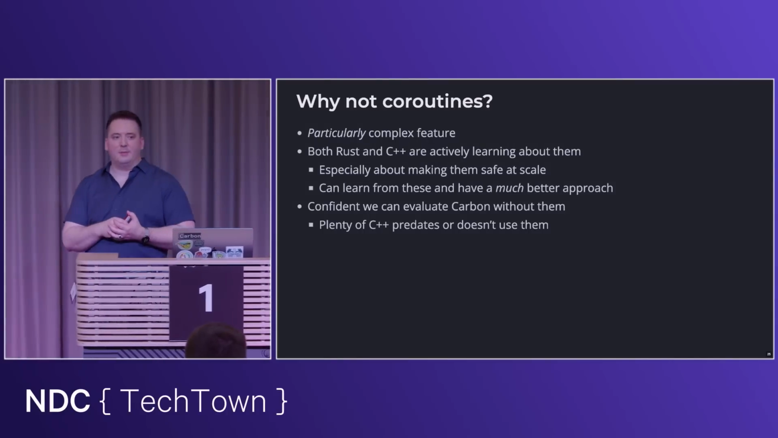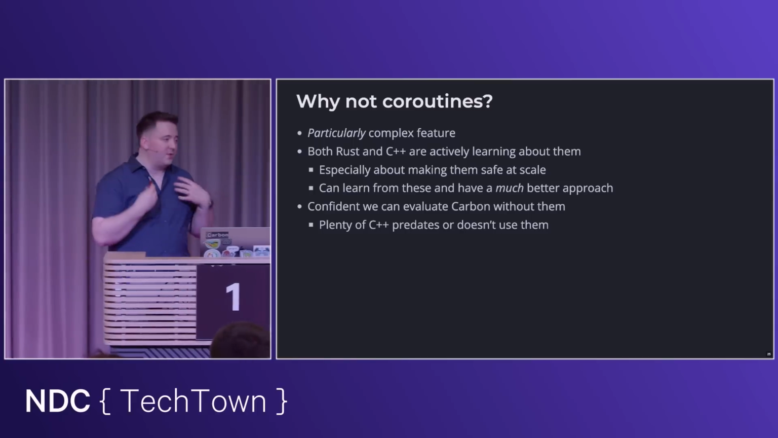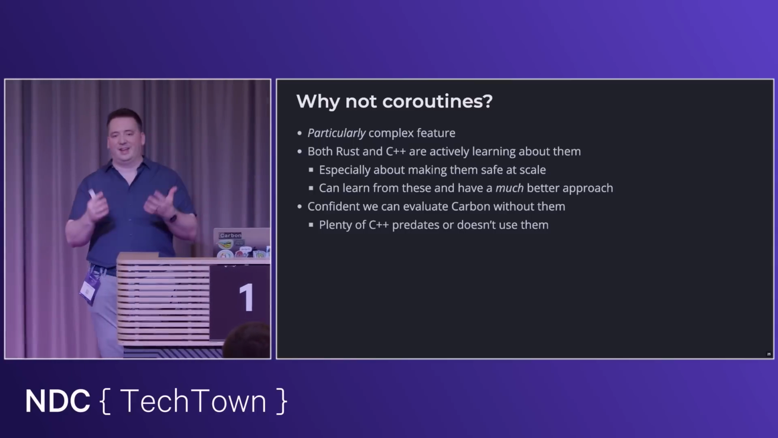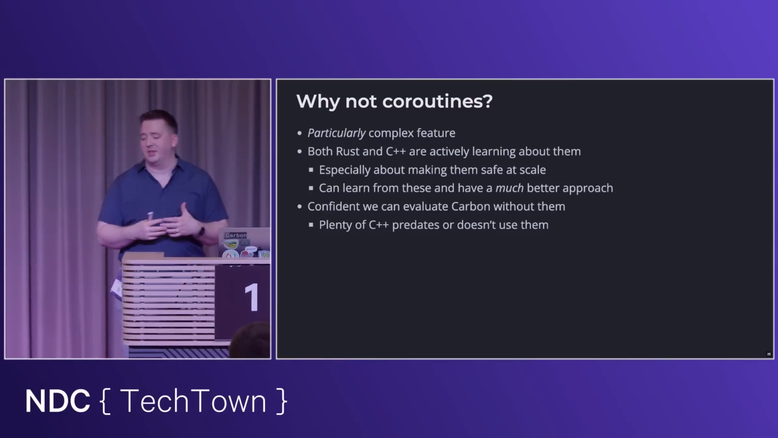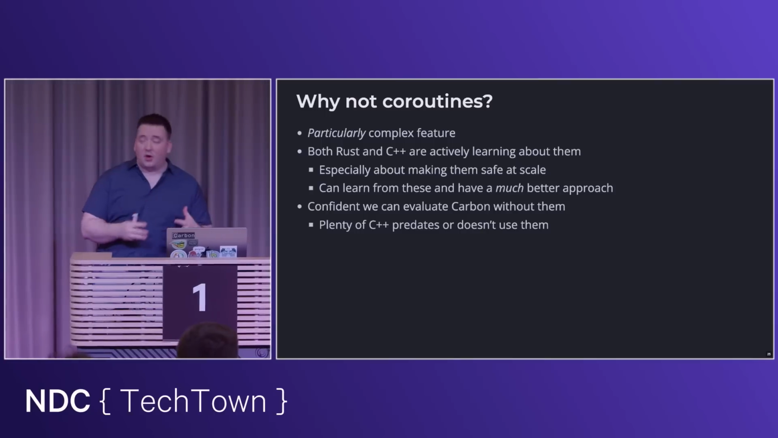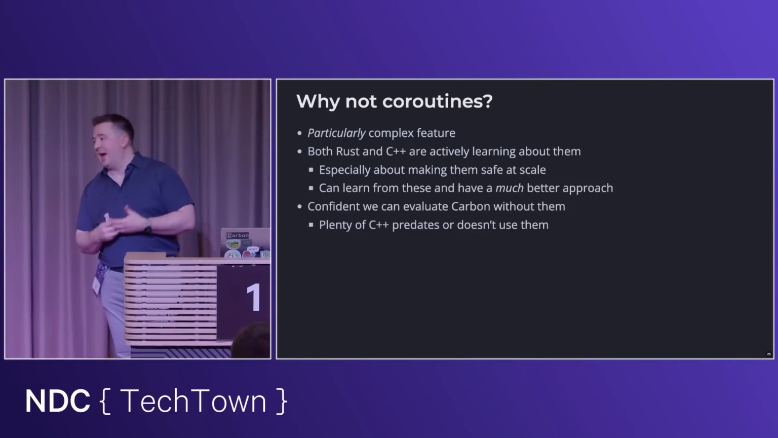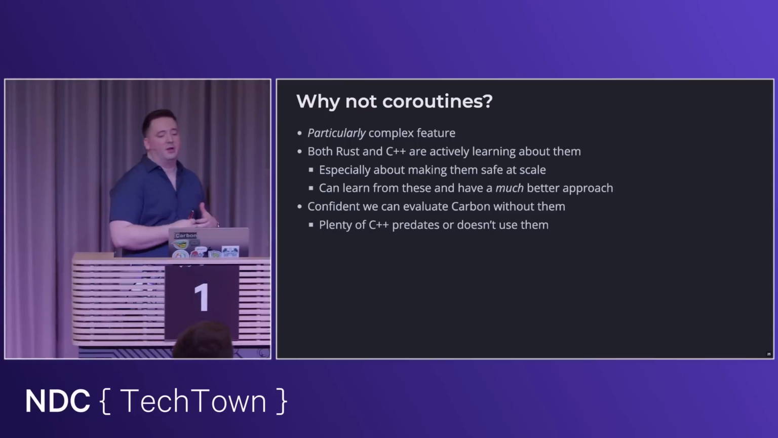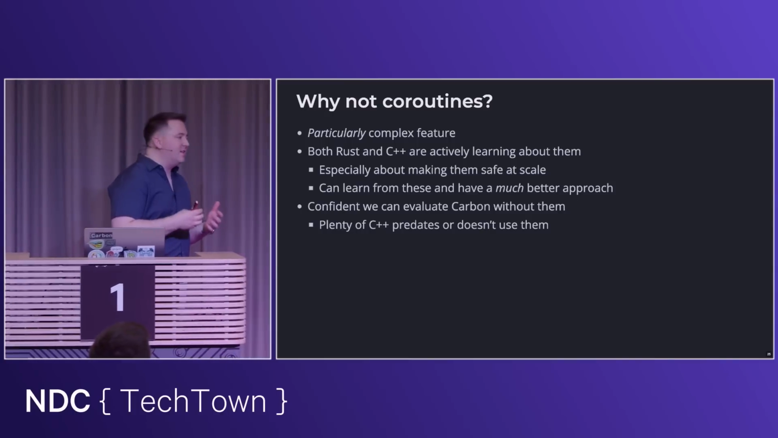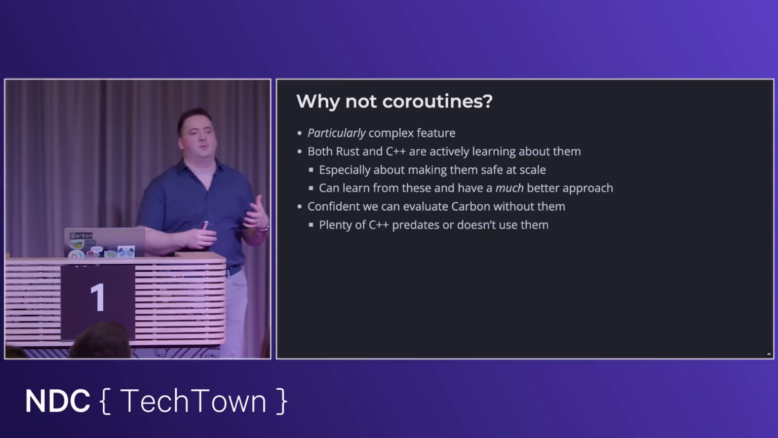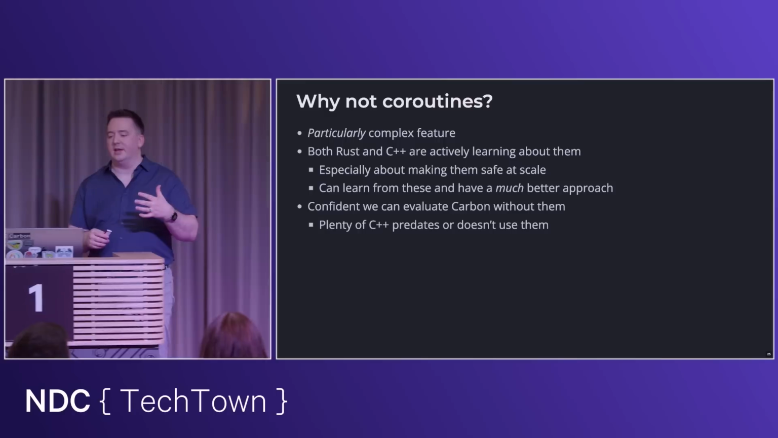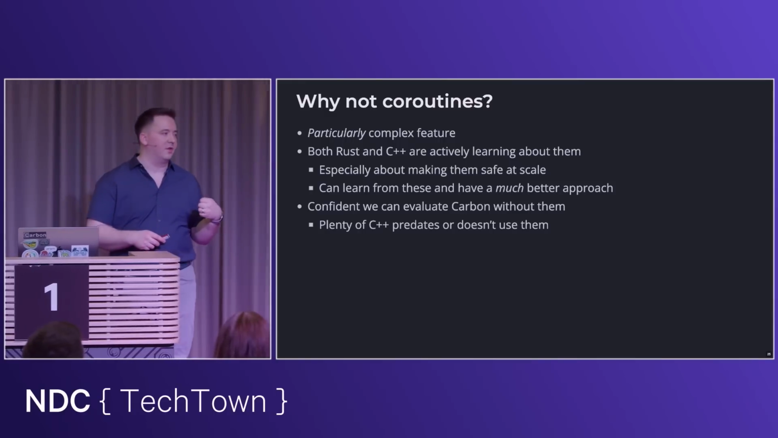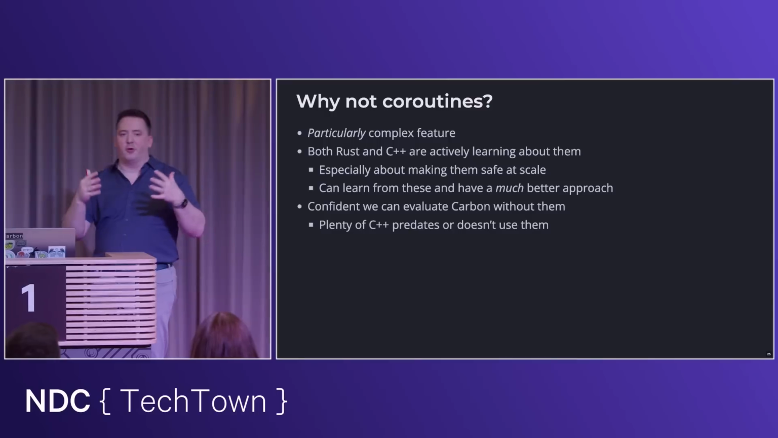Coroutines is another example that's, I think, tricky and a little frustrating. This one's actually really frustrating to me because I particularly like coroutines as a language feature. I think it's so powerful. But it's also incredibly complex. Adding coroutines to our scope would set us back an incredible amount of time. And I think it's interesting to see that both Rust and C++ are still actively learning about how coroutines work in their language. They're still firming up their understanding.